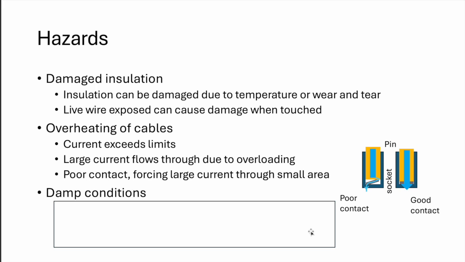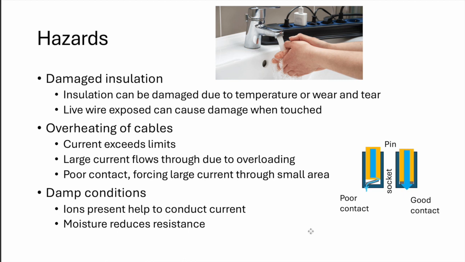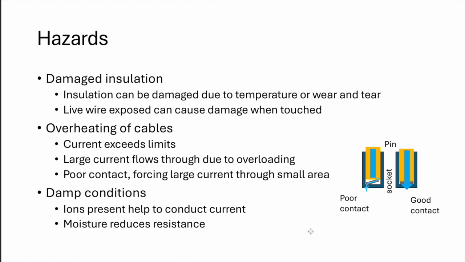Next will be moisture, damp environment. The water that we are exposed to normally is not extremely pure. There is some salt component inside, some ions in small amounts, but these are sufficient to conduct some electricity. And having moisture reduces resistance.